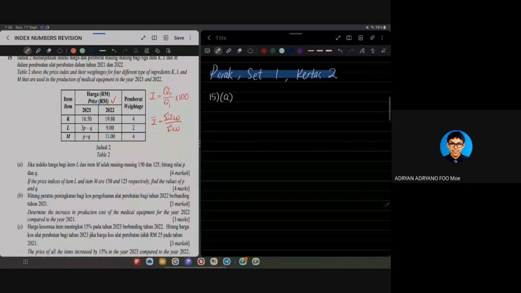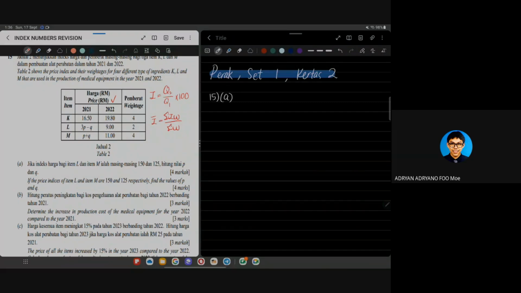How do you want to tackle the question？怎么样去开始那个题目？那么我们看 question A. If the price index of item L and item M are 150 and 125 respectively, find the values of P and Q. This is a very direct question, 4 marks. 那么你要怎么样拿到这个 4 marks？很简单。First step，你不要直接去算答案，No。We input formula first. Okay, input formula.